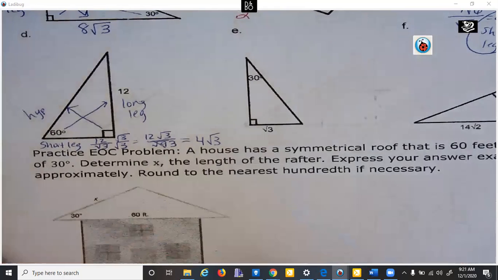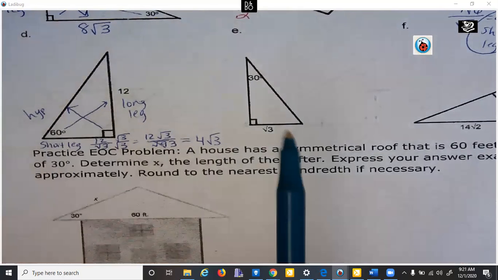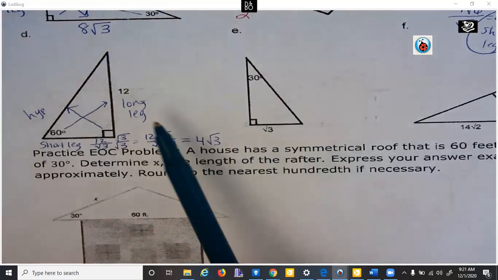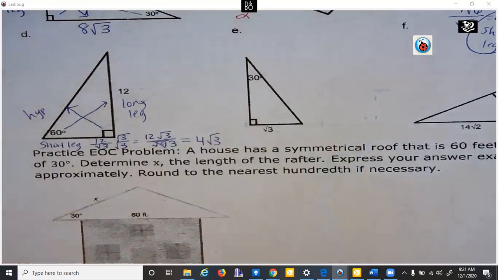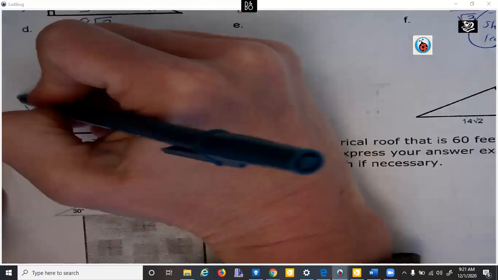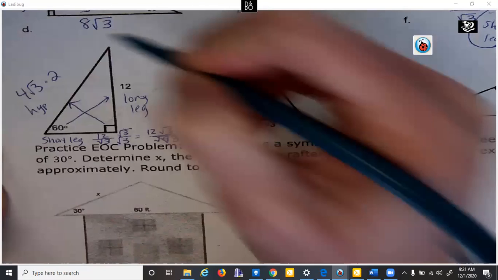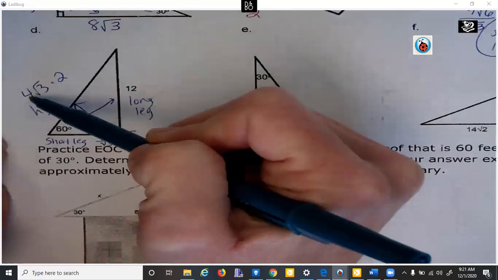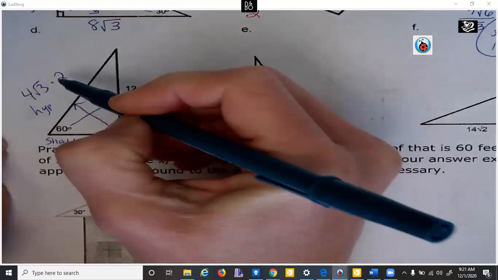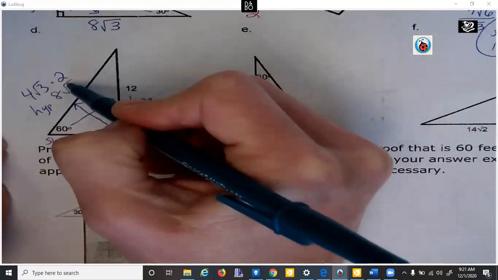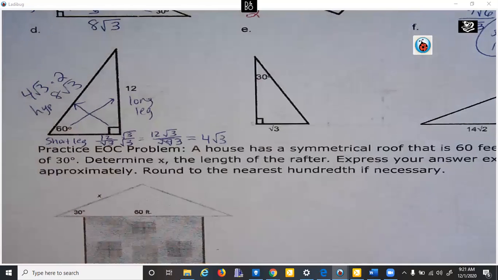Now I can find the hypotenuse. Do you double the short leg or do you double the long leg? Which one do you double to get to the hypotenuse? Short leg. Good, you double the short leg. So 4 root 3 times 2. You multiply the 4 and the 2 because the 2 is not in a square root. So 4 times 2 is 8. So you get 8 root 3.